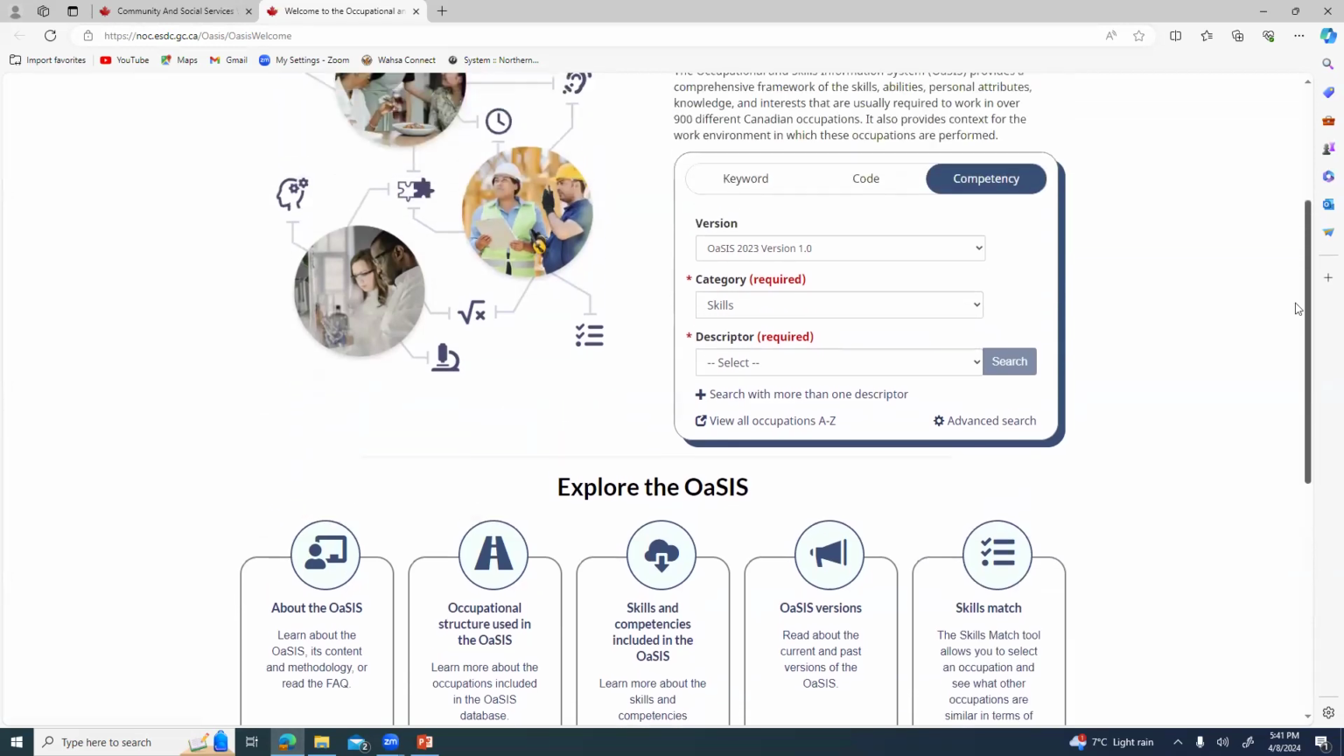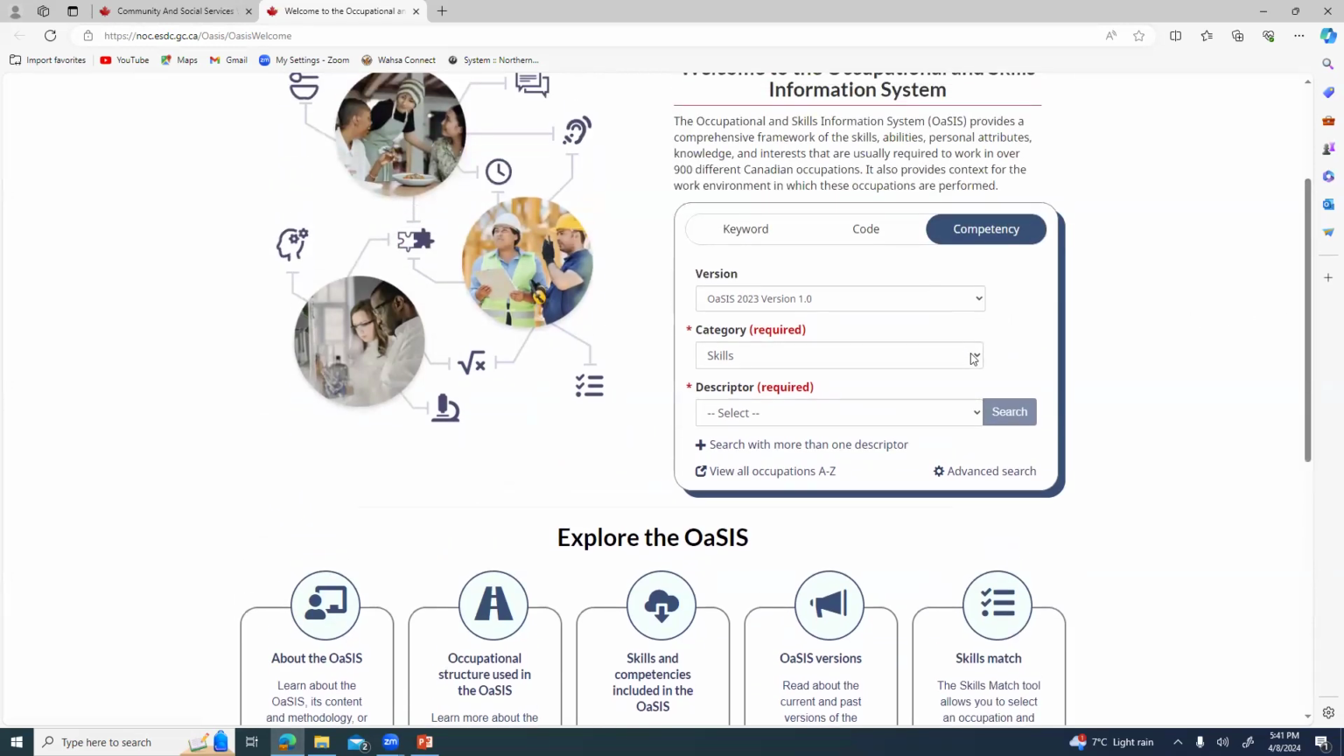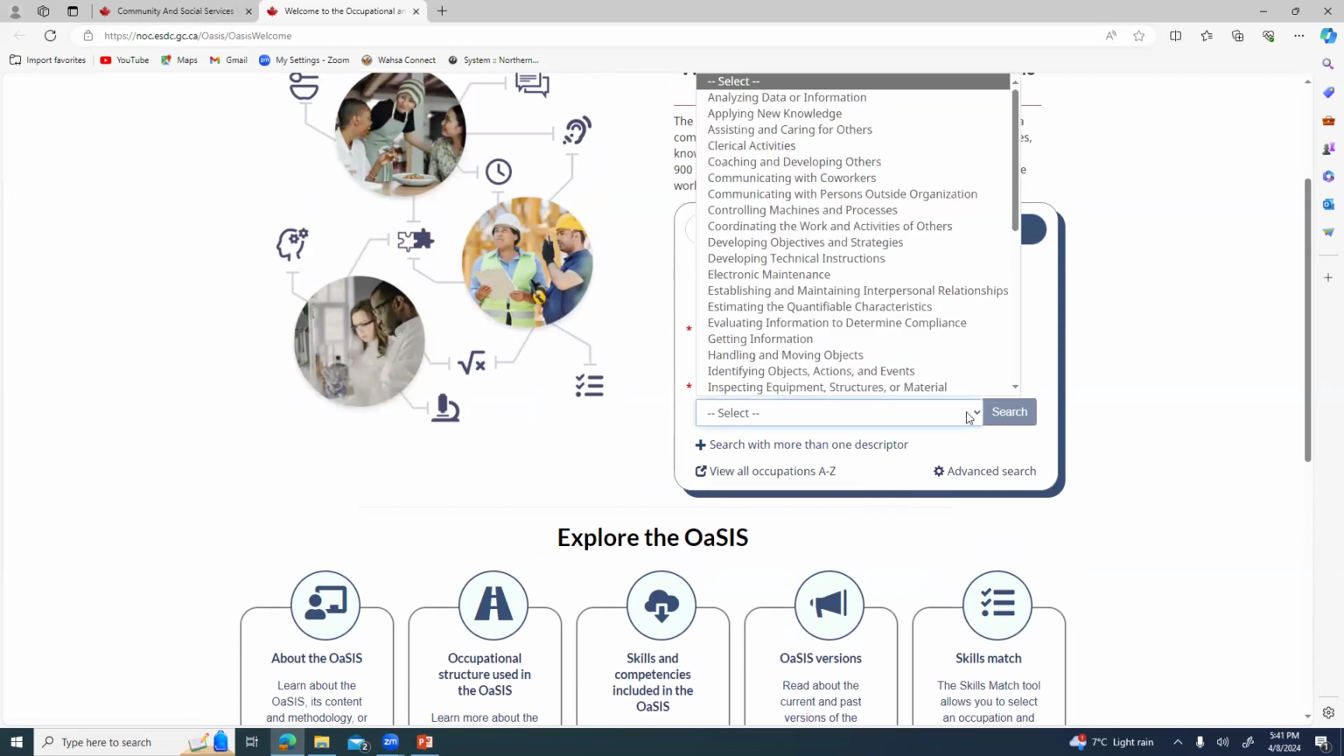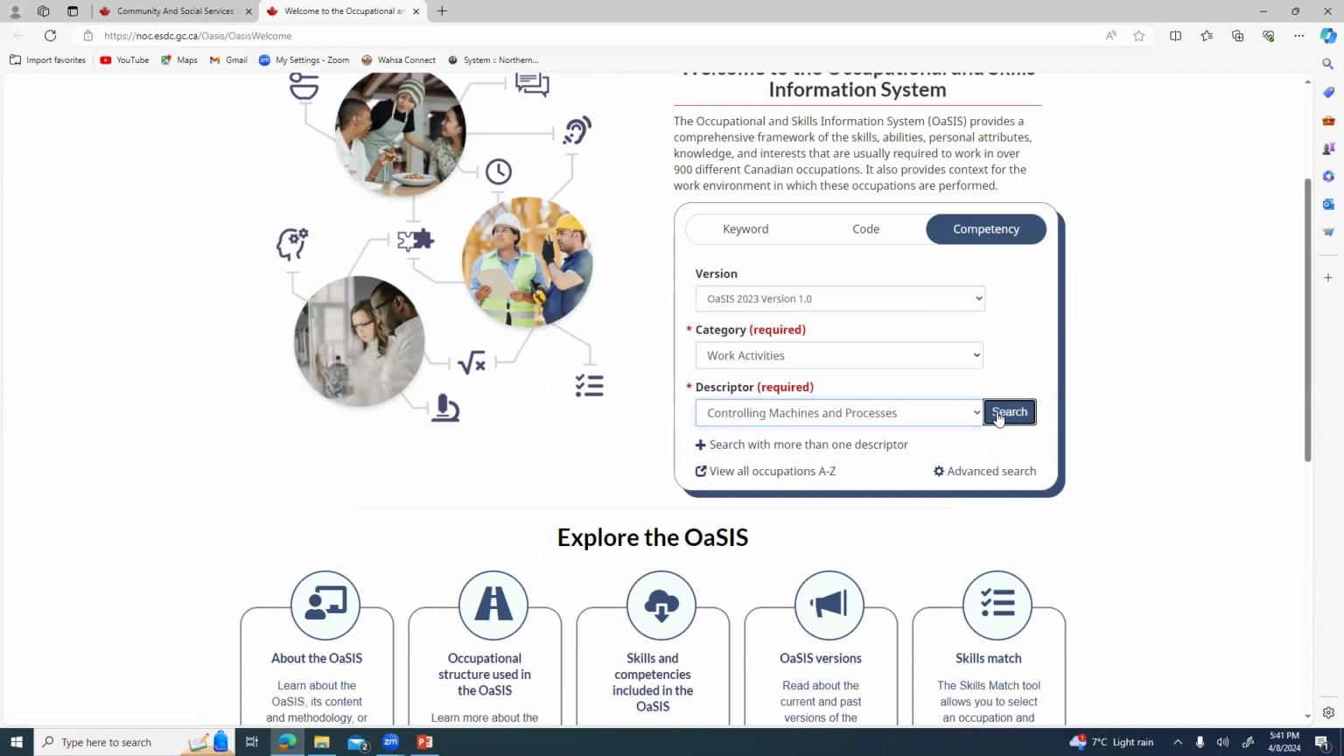I'm just going to kind of grab one to show you what I mean. Category, I'm going to say not skills because that's kind of different. Work activities. What are my possible things? Analyzing data, clerical activities, communicating, controlling machines and processes. I'm going to grab that and see what kind of things come up.